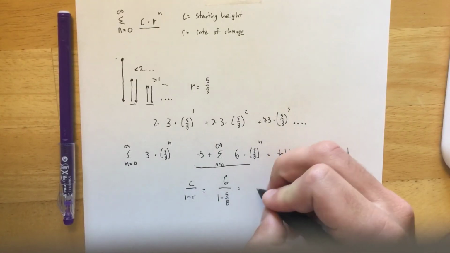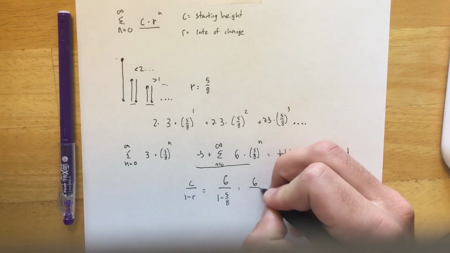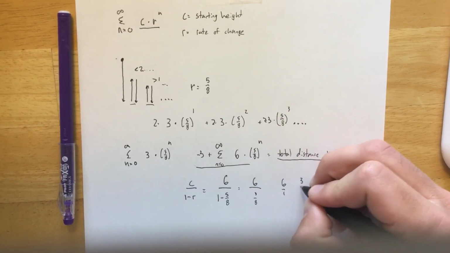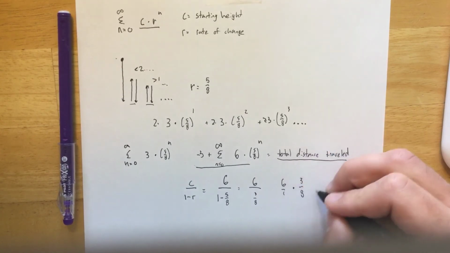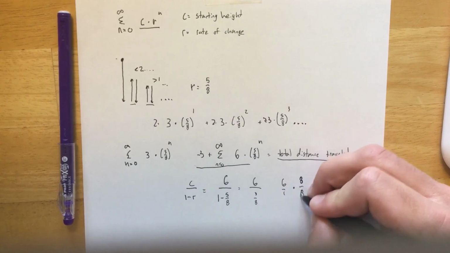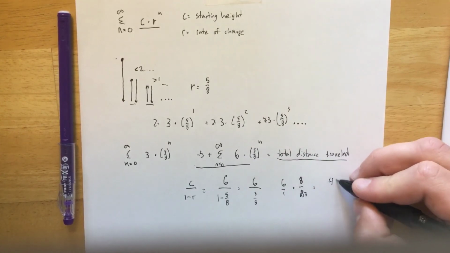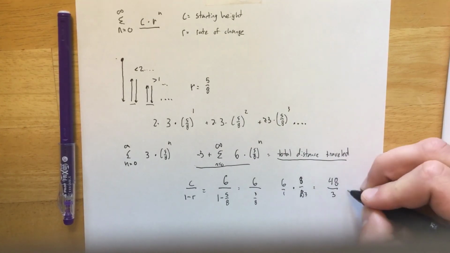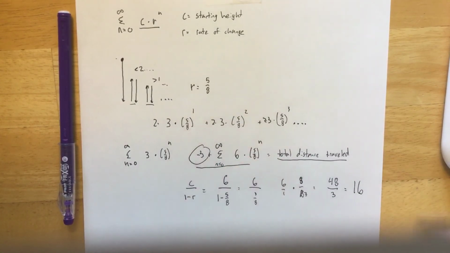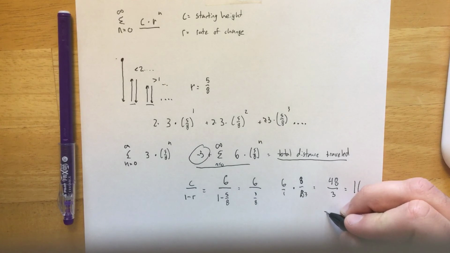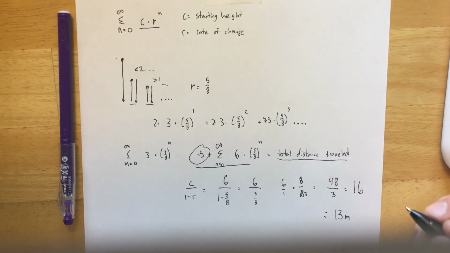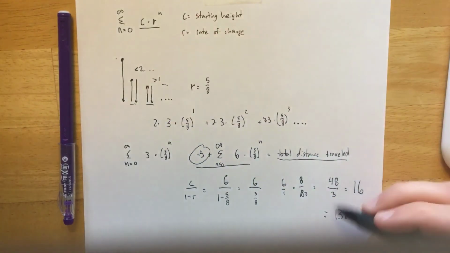So we'll simplify this. It will be 6 over 3/8, flip and multiply, equals 6 times 8 over 3. So we have 48 over 3, which equals 16. But then we have to remember this minus 3 here. So our final answer is 13 meters of total vertical distance traveled by the bouncing ball.